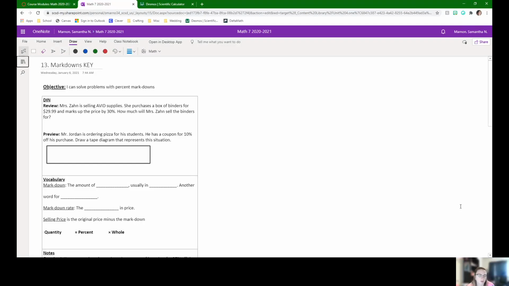So yesterday you worked on markups. Today we're going to do markdowns. So they're going to be similar to percent decrease. So that's going to go back to thinking about that Syracuse stray cats problem that we did when we did our percent increase and percent decrease lesson. So our objective today is to solve problems with percent markdowns.